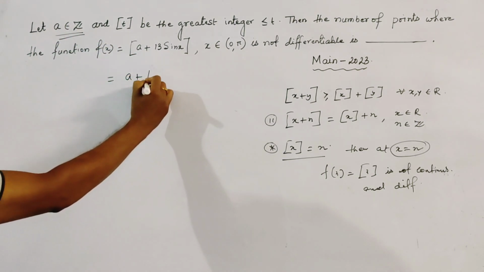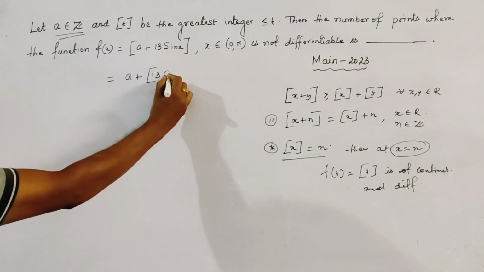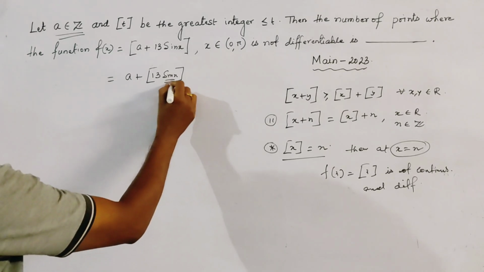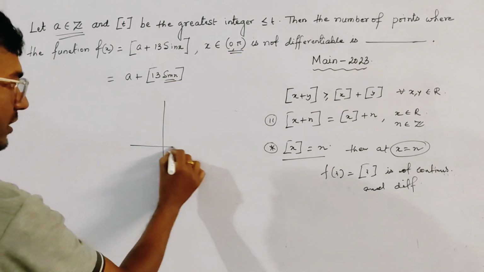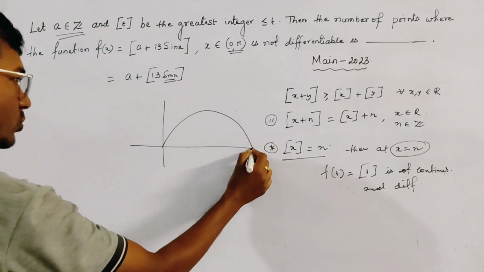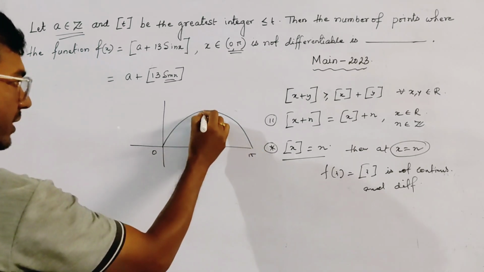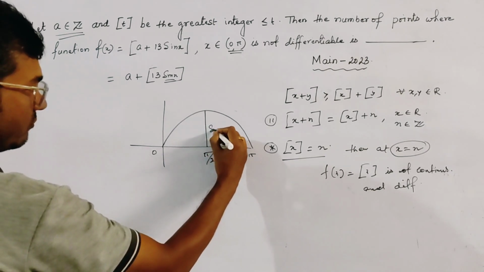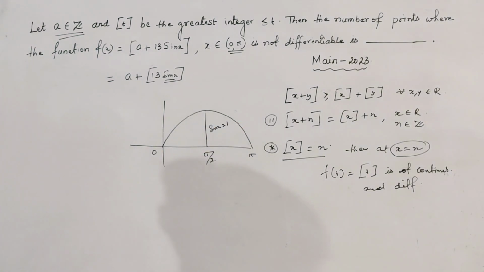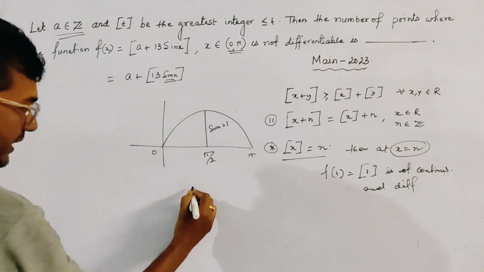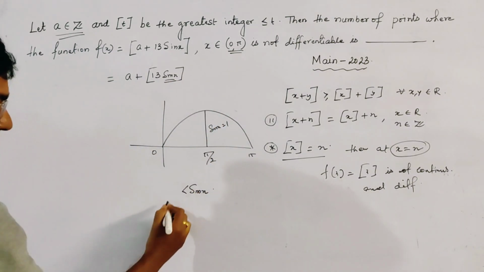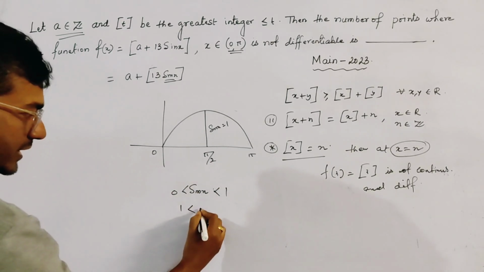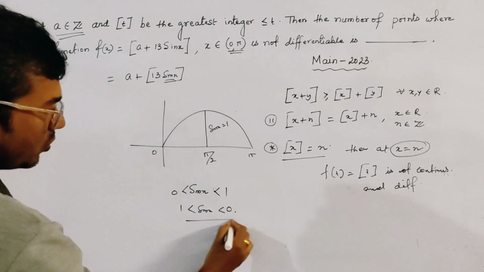Okay, now from the given function it is clear that A is an integer, it is given, so we can write this as A + [13 sin x]. And the value of sin x in 0 to pi looks like this, and the maximum value is 1 at pi by 2. So the value of sin x first increases from 0 to 1 and then decreases from 1 to 0.